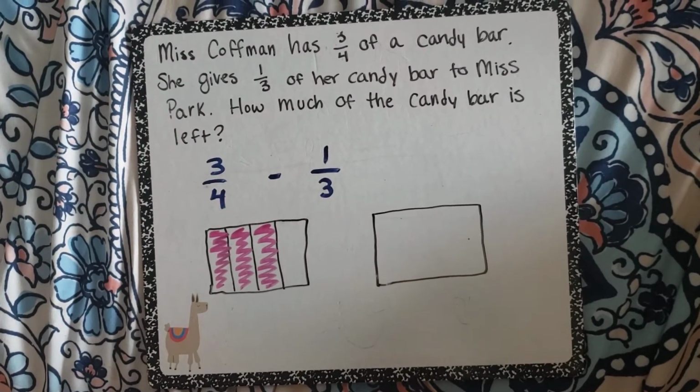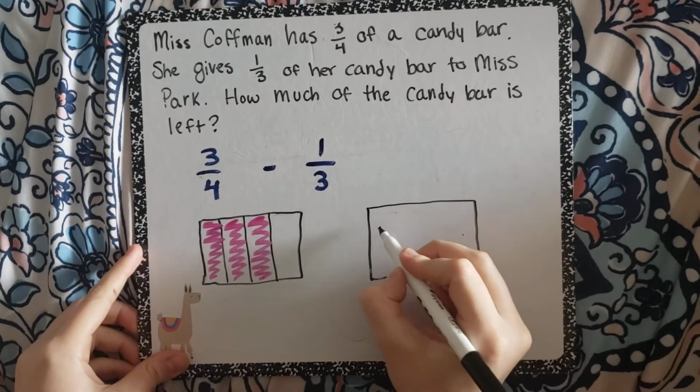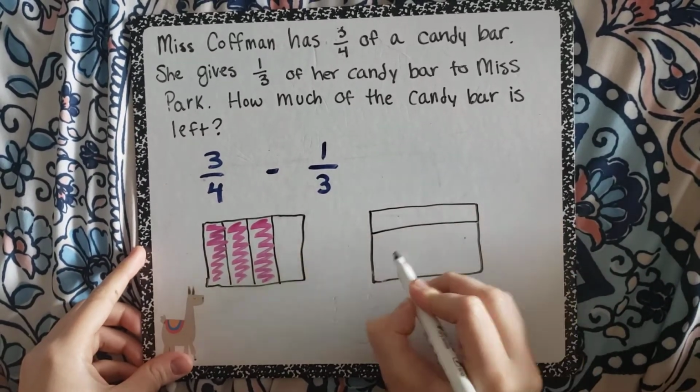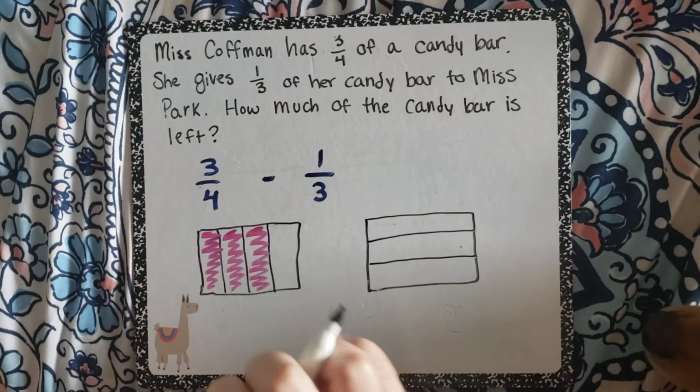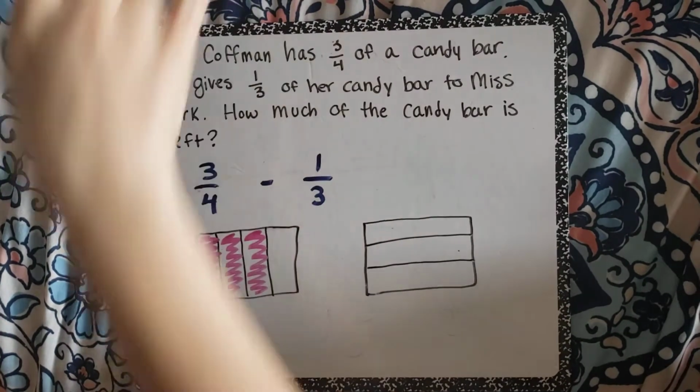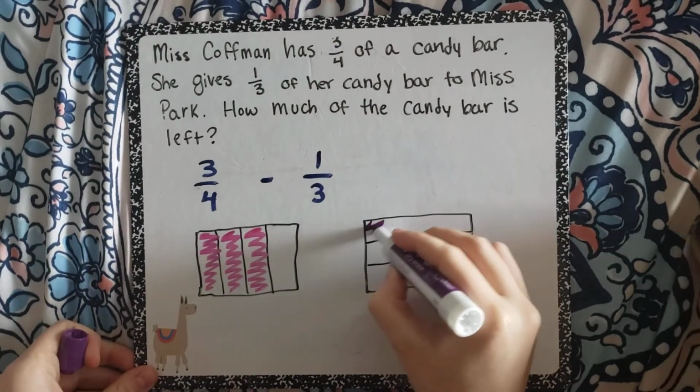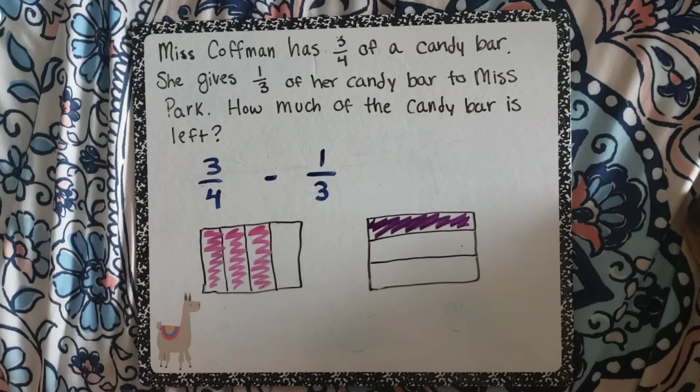For the second rectangle, I'm going to show 1/3. And I'm going to split it up this way into thirds. And I'm going to show 1/3.